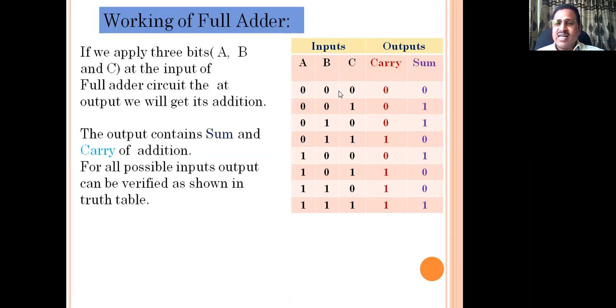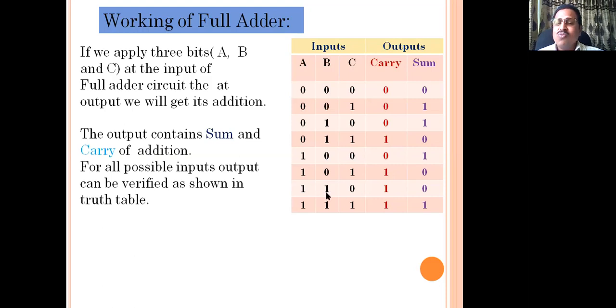For all 3 inputs 0, that is 0 plus 0 plus 0, no carry, sum also 0. For 0 plus 0 plus 1, 1 is the sum, but no carry. Again for 0 plus 1 plus 0, 1 is the result of addition. 1 plus 0 plus 0, sum is 1, no carry. 0 plus 1 plus 1, result will be 1, 0, that is 0 sum and 1 carry. Again for 1 plus 0 plus 1, it is 1, 0, no, sum 0 and 1 carry. 1 plus 1 plus 0, 1, 0, 0 sum, 1 carry.